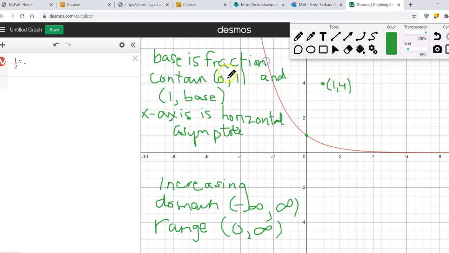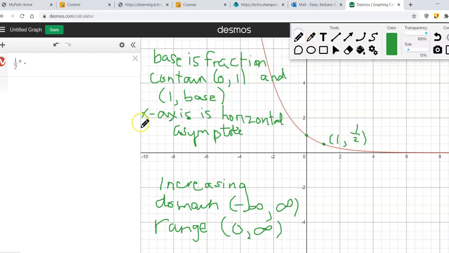Notice though, it's still going through 0, 1, that's still a point, and it's still going through 1 in its base. If we look right here, this is 1 right here, that's 1/2. So this point is 1/2. So it's still 1 and its base. And actually, let me erase this point up here because that's no longer on the graph. All right, now, x-axis is still its horizontal asymptote. It looks like it's touching it, but it really isn't. It's just getting really, really close.